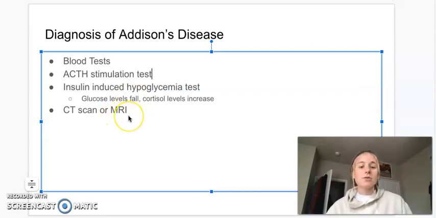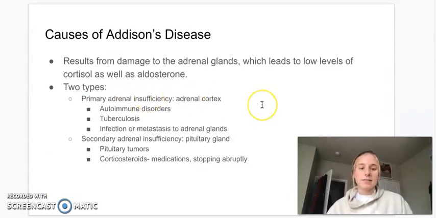So also CT scan or MRI, so those are used for imaging, and you're able to see tumors or inflammation of the adrenal glands or the pituitary gland. So causes of Addison's disease, so it results from damage to the adrenal glands, which leads to low levels of cortisol as well as aldosterone.